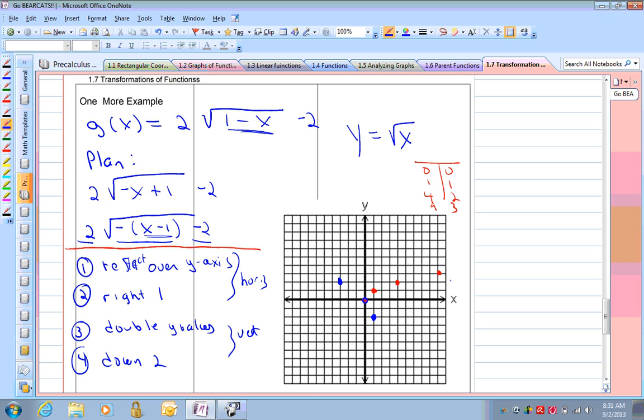Let's go ahead and see if we can do this third point. We would reflect over the y-axis, that brings us all the way over here. We would move right 1, moving us back to negative 8, it looks like. Double the y values. We're at 3, so that makes us go all the way to 6. Then down 2, and that would put our point right here. And our graph then would look like this.